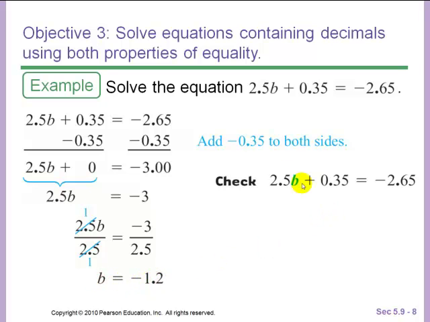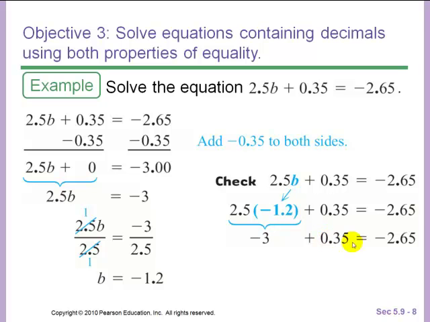You can check this by plugging it back in the original equation. 2.5 times negative 1.2 is negative 3, plus a positive 0.35 gives us a negative 2.65. Therefore, our answer is correct. b equals negative 1.2. Remember, the check is optional. You do not have to do it, and you don't have to show it. And it doesn't actually affect your answer. You're just checking to see if your answer is correct.